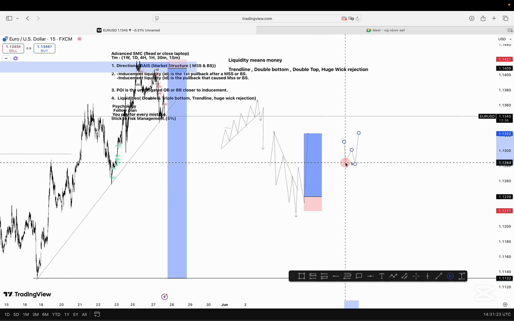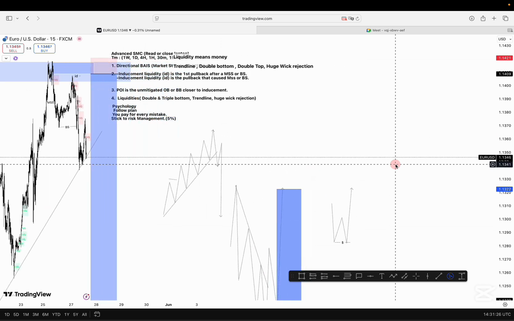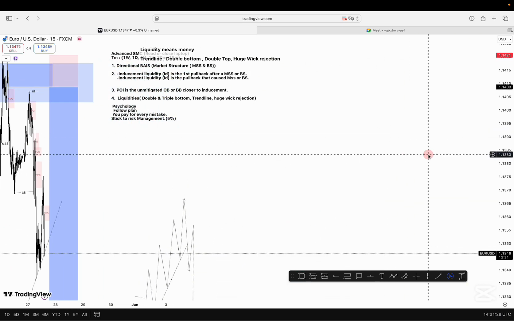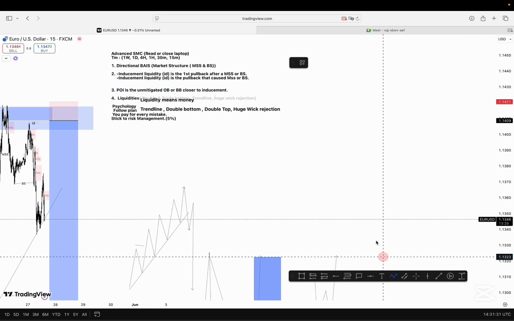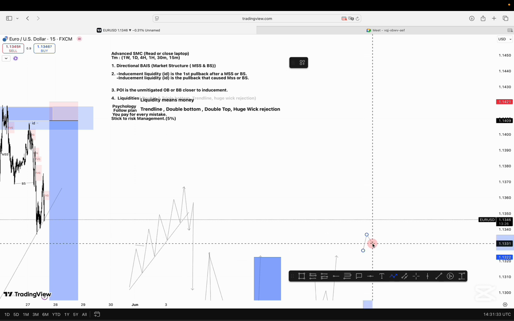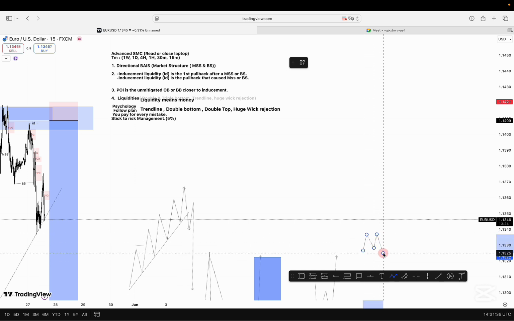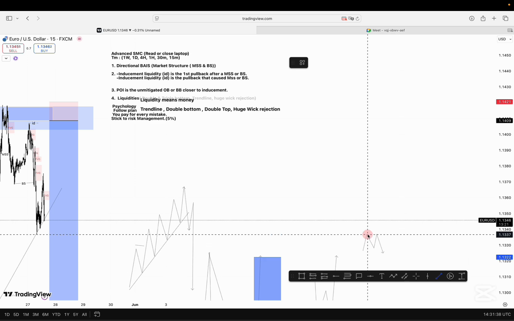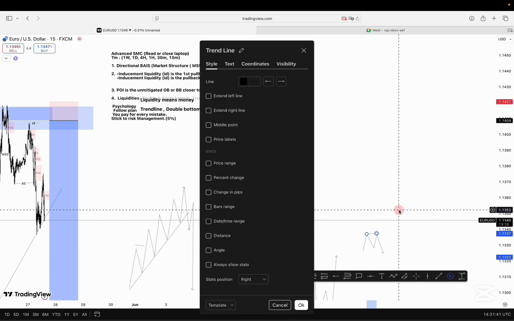So a double top is also a liquidity. A double top is something like an M. So the top here is also a liquidity.